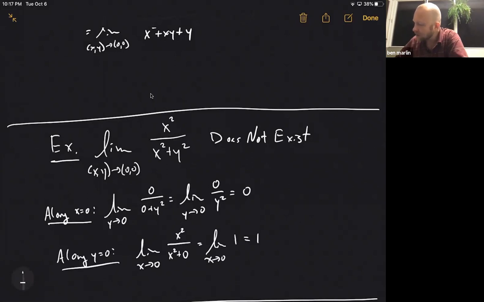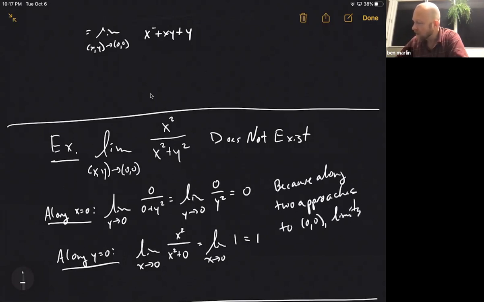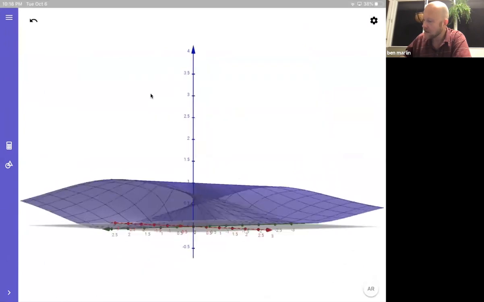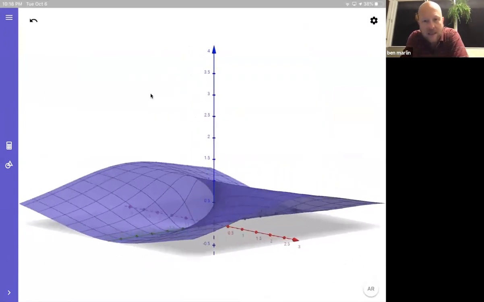And this limit does not exist because along two approaches to 0, 0, the limits disagree. Now the key on that, once again, is that we were able to spot that the limits were going to disagree by taking a look at the graph.